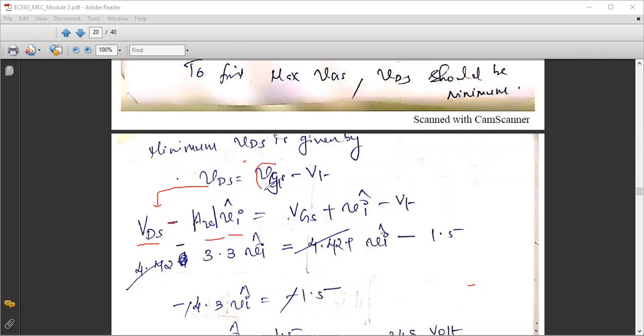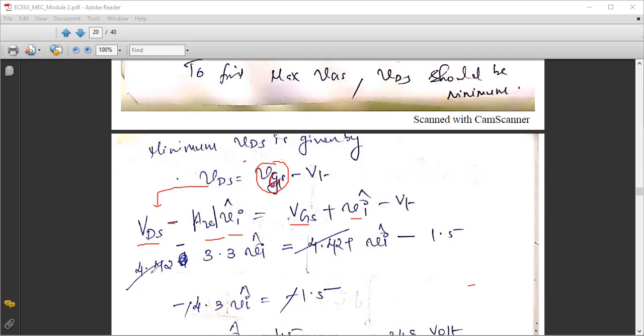Similarly, this VGS can now be represented as capital VGS, which means the combination of DC and AC. So first I will represent the DC voltage plus your AC input. AC input is VI cap, that is the change in your input. It is a changing quantity, that is why I am representing it as cap, minus our threshold voltage.